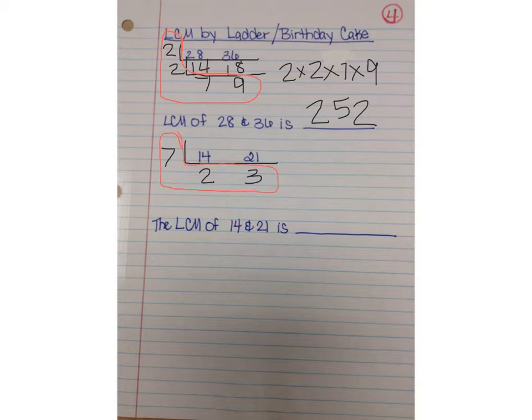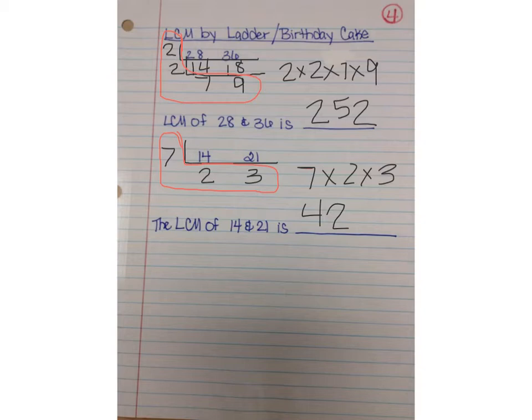And then I'm going to multiply. Oops, let me go back to block. 7 times 2 times 3. And 7 times 2 times 3 is 42. And that, my friends, is the LCM of 14 and 21. Both 14 and 21 can go into 42. I'm telling you, that's why I love this so much.